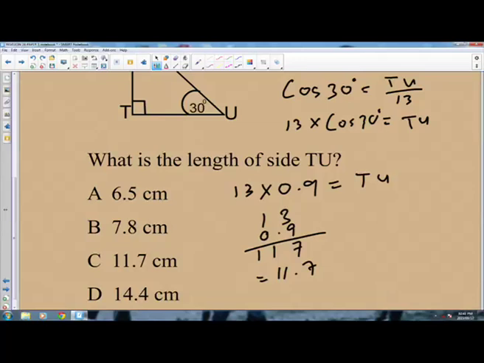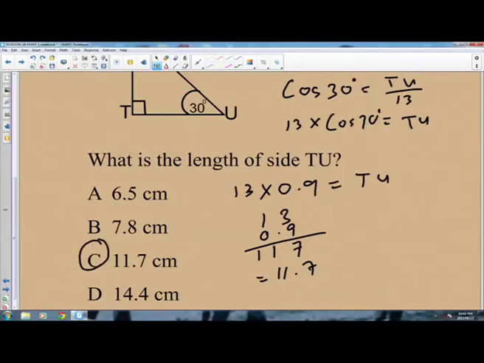So we check from the alternatives. Do we have 11.7 in the alternatives? Alternative A, 6.5 centimeters, B, 7.8 centimeters, C, 11.7 centimeters, and then D, 14.4. So the correct answer to this question is 11.7, because that is what we got upon working out this question. We therefore circle letter C.